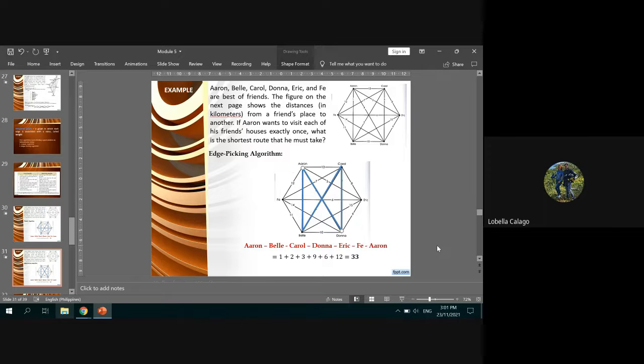If we select 4, we are closing the circuit. And take note, we have not yet visited Fe and Eric. So therefore, we will not select the number 4. That is how it works in the Hamiltonian path problem. So remove 4. What comes next after 4? We have 5, so we select 5.